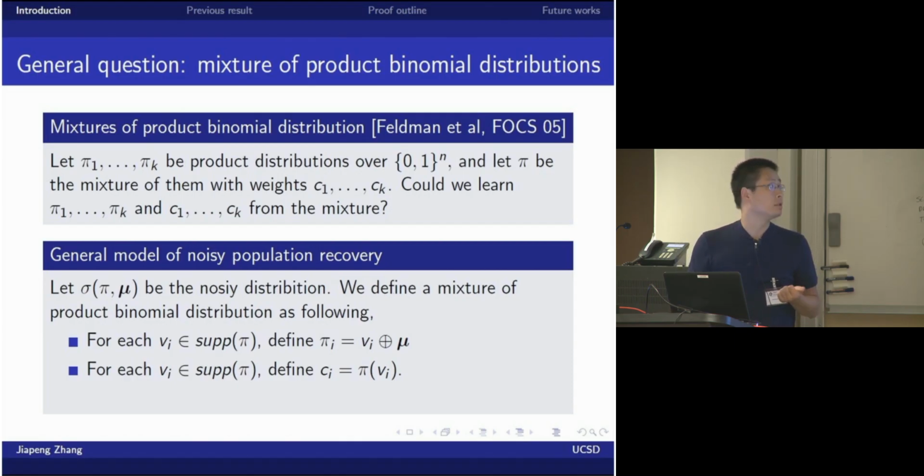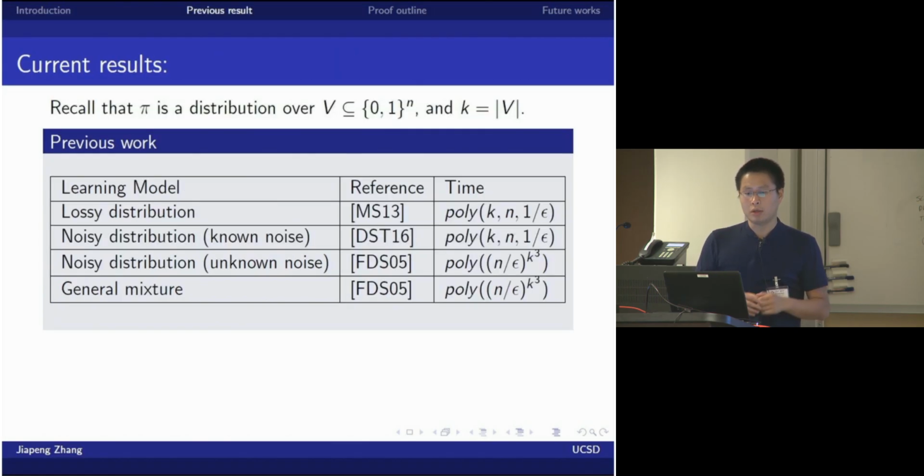This problem was started by Feldman et al. in FOCS 2005. Let's go through all of the current results. For lossy distributions and noisy distributions with known noise, this problem has been well studied. For all of these problems, we now have a polynomial algorithm.